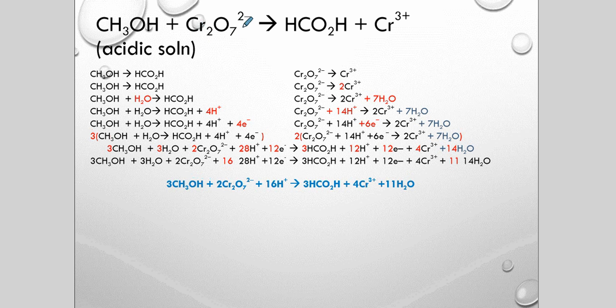So we have the dichromate ion becoming chromium 3. I'm going to tell you right now the charge on this chromium is +6, and this is +3. And the charge on carbon here is +2, the charge on carbon here is -2. So stick with me here. +2 to -2, that's gain of 4 electrons. It's reduction.